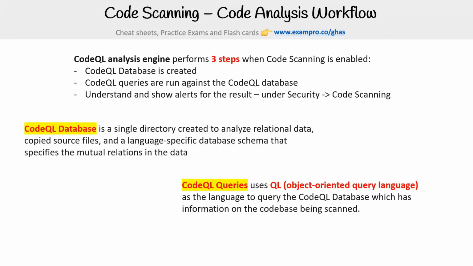Now that we understand what happens when code scanning is enabled, it is important to know that code scanning essentially is running a CodeQL analysis engine in the background, which is why GitHub Actions starts off by installing CodeQL. The analysis engine first creates a database using information from the code repository, and the database itself is a single directory created to analyze relational data, copied source files, and a language-specific database schema that specifies a mutual relationship in the data, which goes back to what I was referring to, that it automatically detects what language is in use. That's how it will be able to work on it.